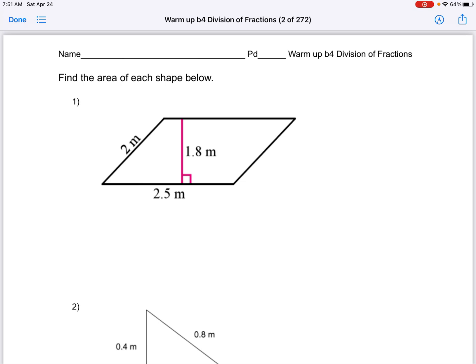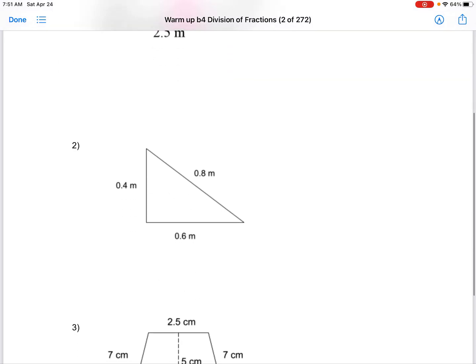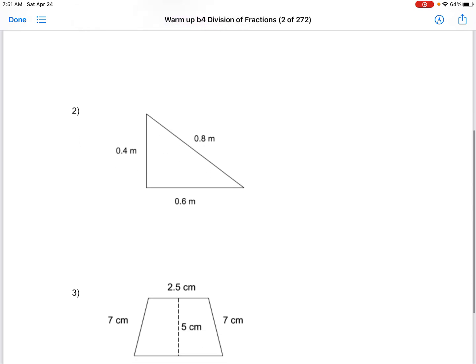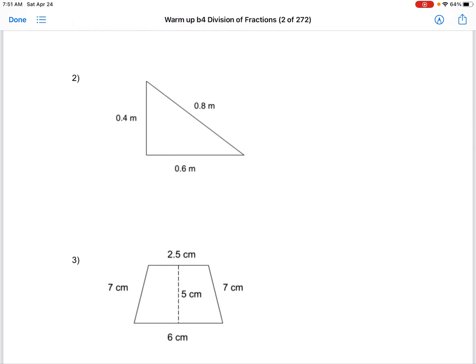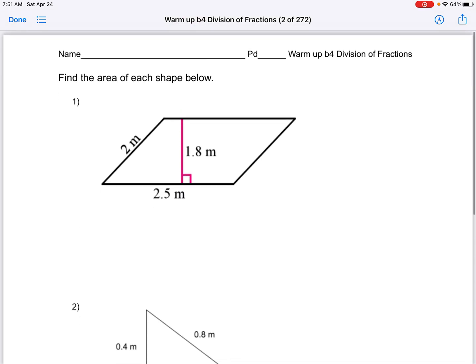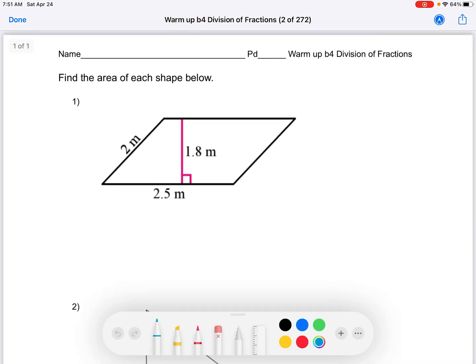this is the division of fractions. This is just the warm-up here. Pause the video and try these problems on your own first, and then come back and check your answers on here. So, all right. To do this one, this is a parallelogram.